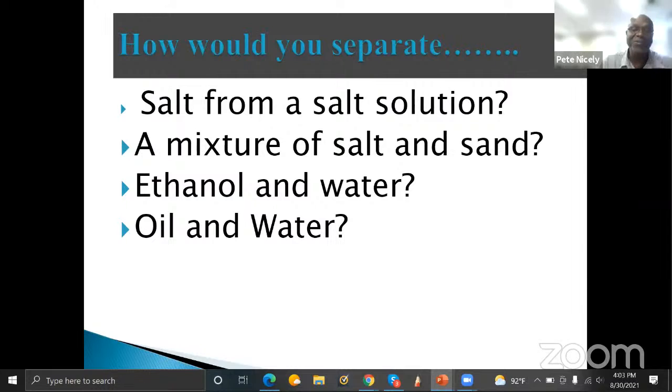As we know, this is a heterogeneous mixture. If you try to mix oil and water, what you'll find is that the oil will settle at the top and the water will be at the bottom, all right? So how would you, anybody, how would you separate this mixture?